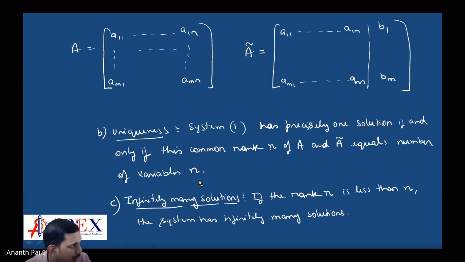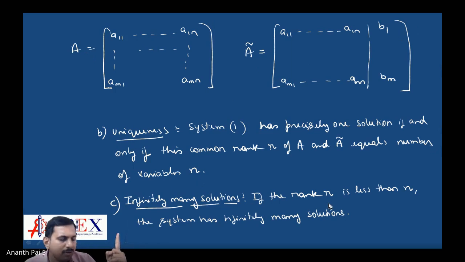The rank has to be the same and the number of equations has to be equal to the number of unknowns. That's it. I'll repeat again. The rank of the matrix and the rank of the augmented matrix. This is the coefficient matrix. This is the augmented matrix. The coefficient matrix and augmented matrix should have the same rank, and the number of equations should be equal to the number of unknowns. Then unique solution.